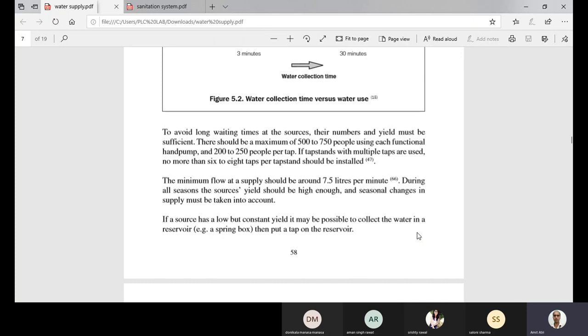Okay, overhead tanks and basement tanks are used. Why? Because water is not available for 24 hours. So whenever water is available, the storage should be there at the domestic level as well, in every household. If water supply is there, then the storage tank should also be there, depending on the usage and the capacity of the household.